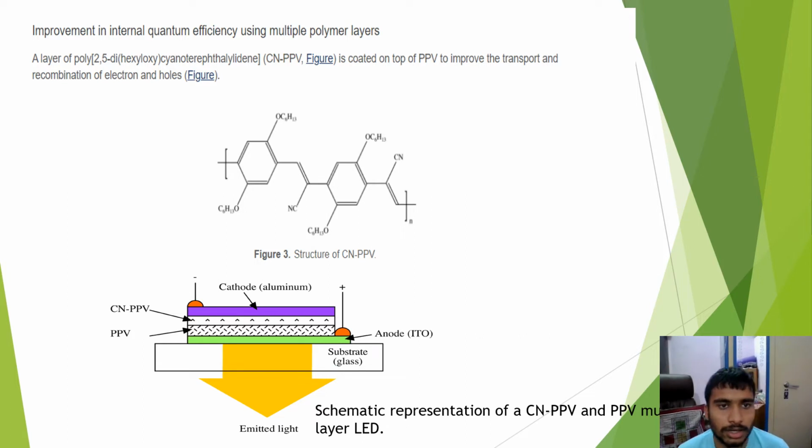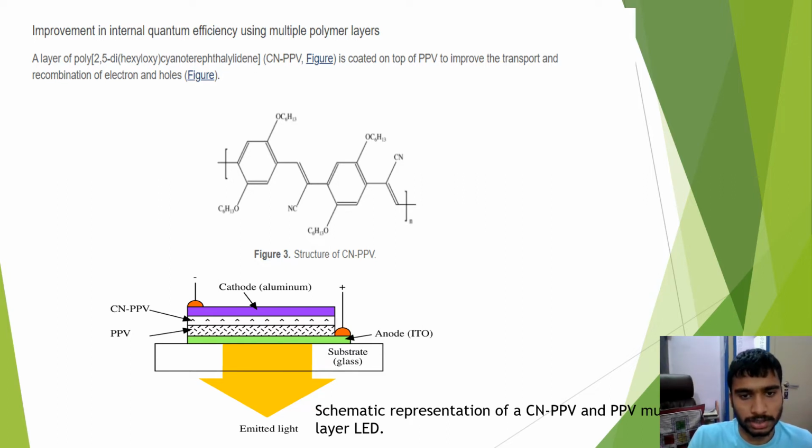Improvement in internal quantum efficiency using multiple polymer layers. A layer of poly 2,5-dihexyloxycyanoterephthalidene (CN-PPV) is coated on top of PPV to improve the transport and recombination of electrons and holes.